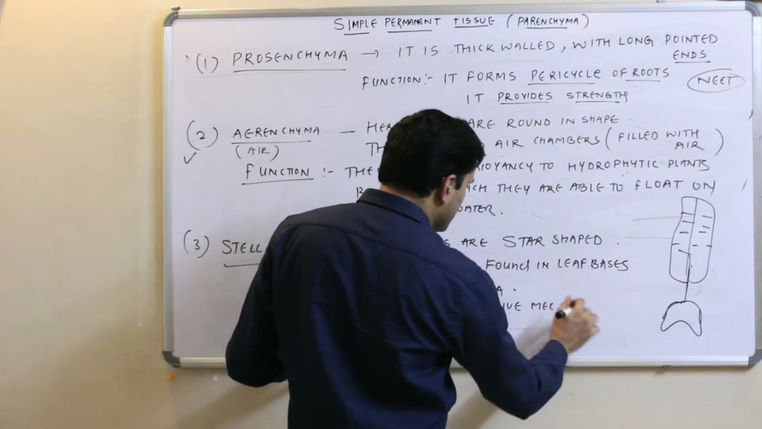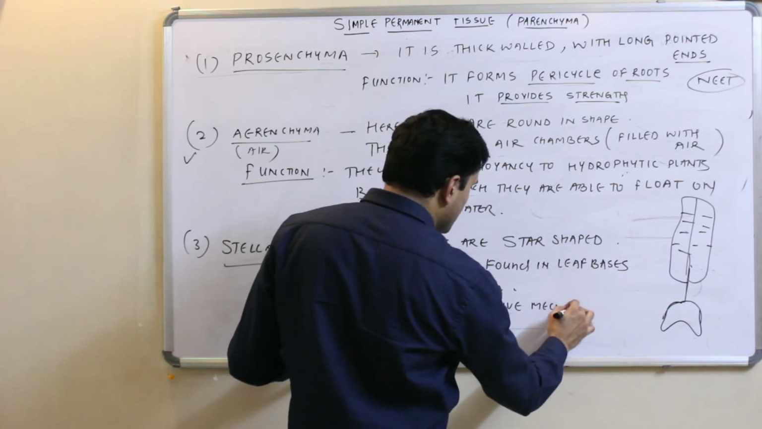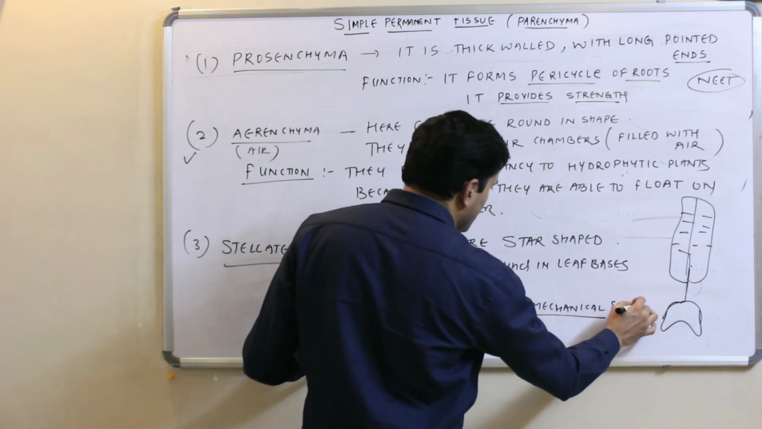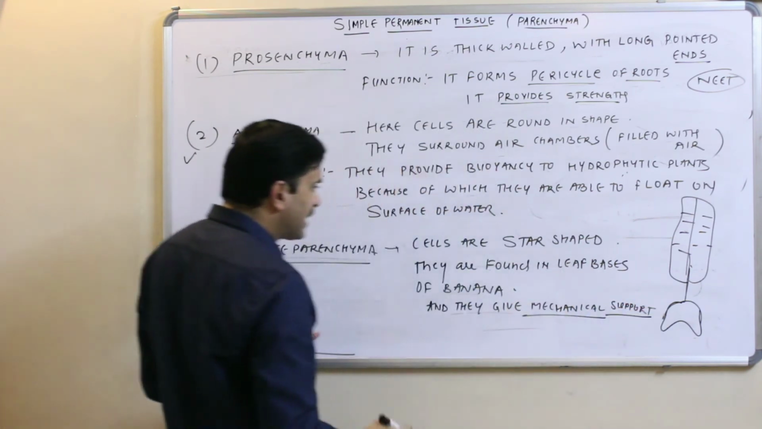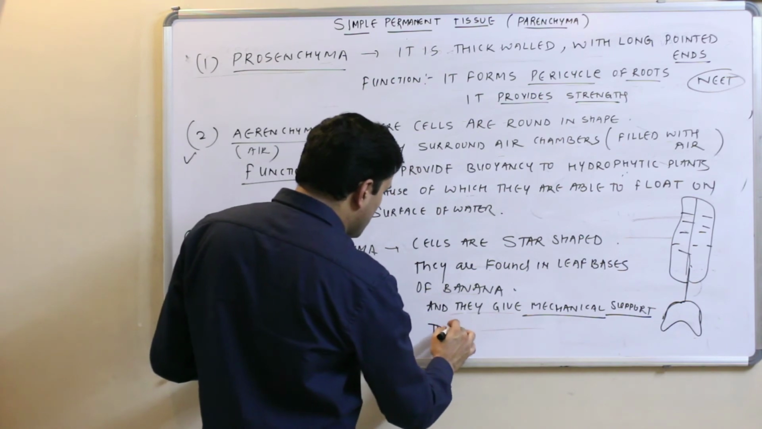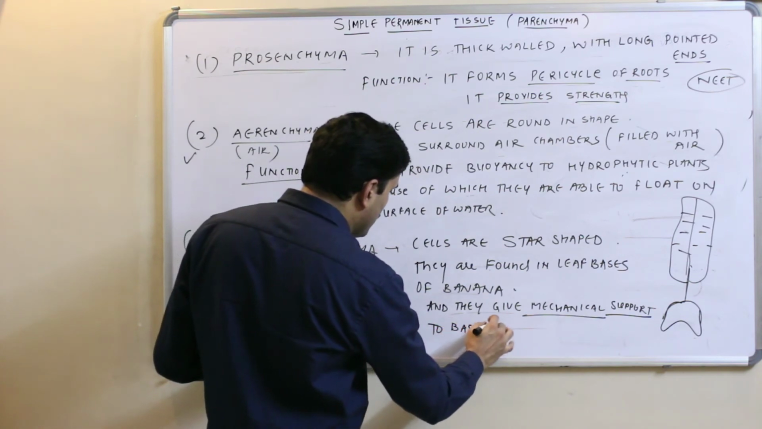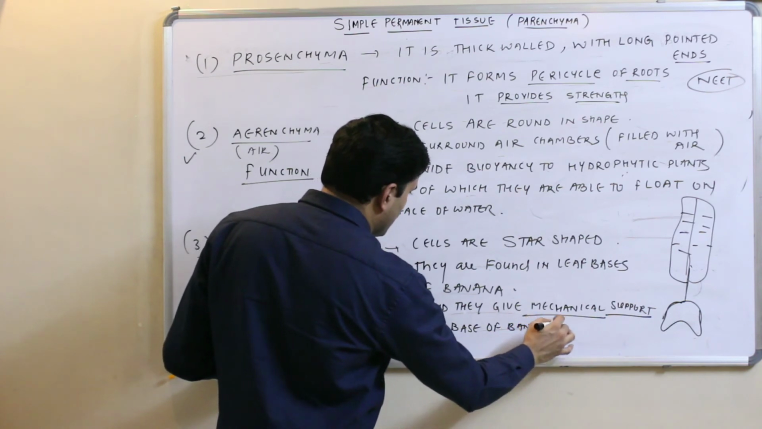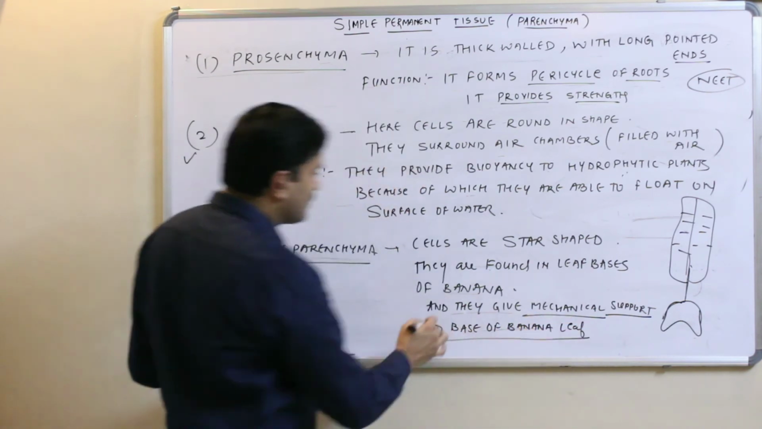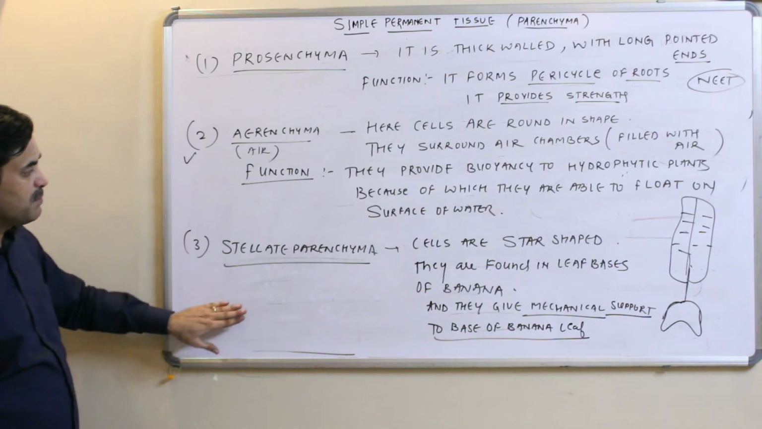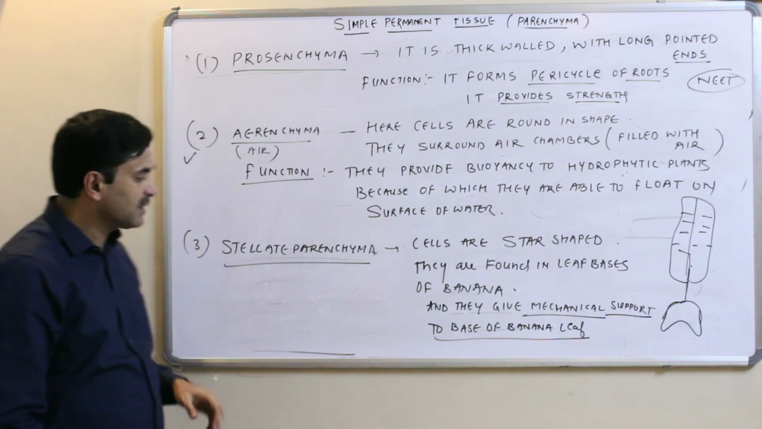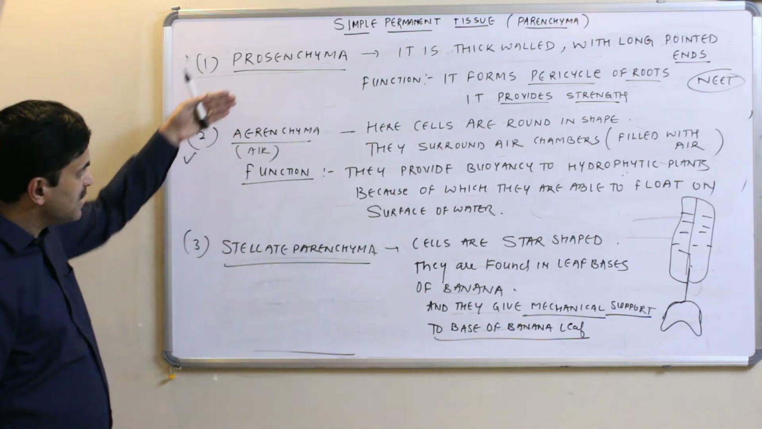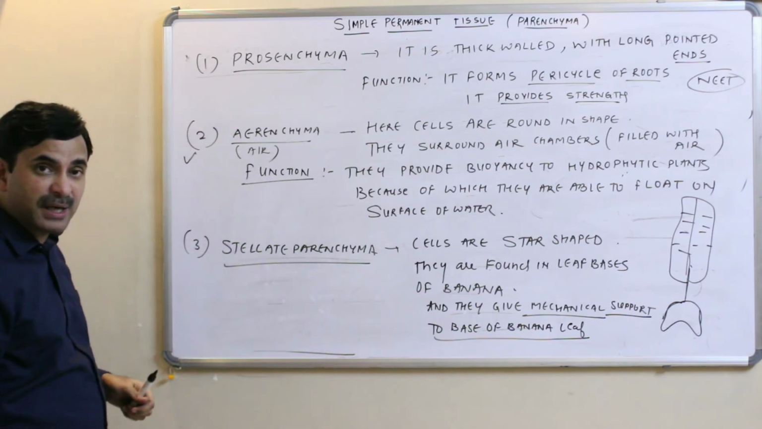mechanical support. They give mechanical support to base of banana leaf. So this is the third kind, known as the stellate parenchyma. Alright. So prosenchyma, parenchyma and stellate parenchyma.